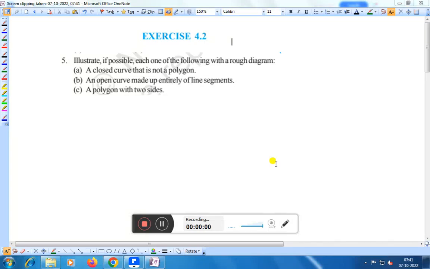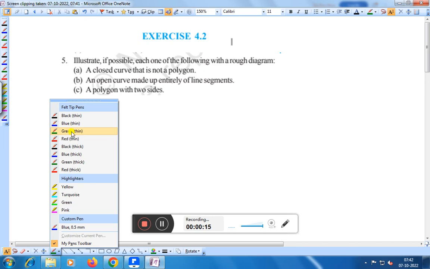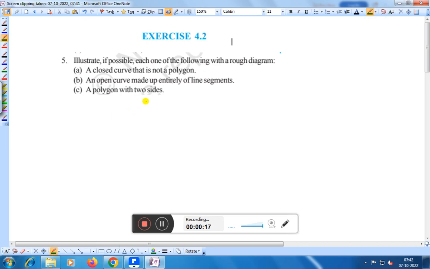Hello everyone. Today I shall discuss exercise 4.2 question number 5. Illustrate, if possible, each one of the following with a rough diagram. Question number A is a closed curve that is not a polygon.